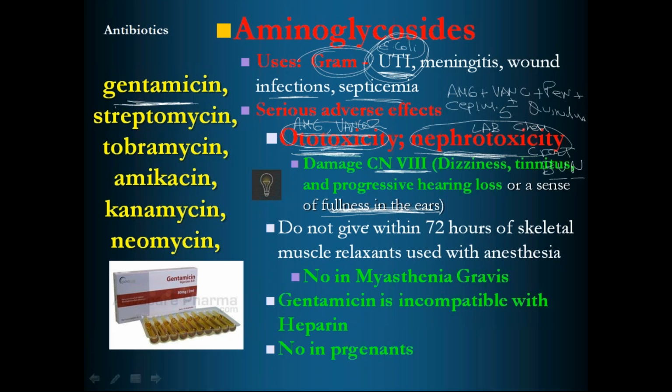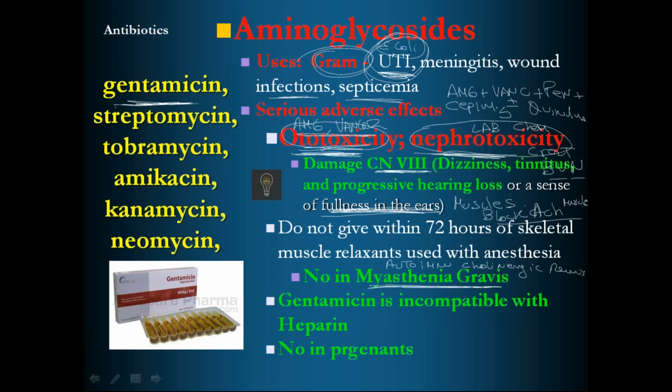One more thing that we need to remember is that they cause problems with the muscles. Gentamicin blocks the cholinergic receptors in the muscle. That means that you are going to feel weakness. And myasthenia gravis is one of the contraindications. Myasthenia gravis is an autoimmune disease that destroys the cholinergic receptors.